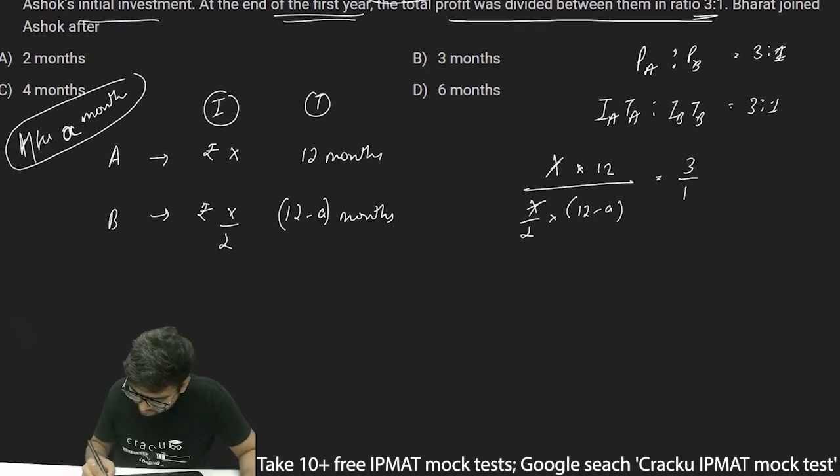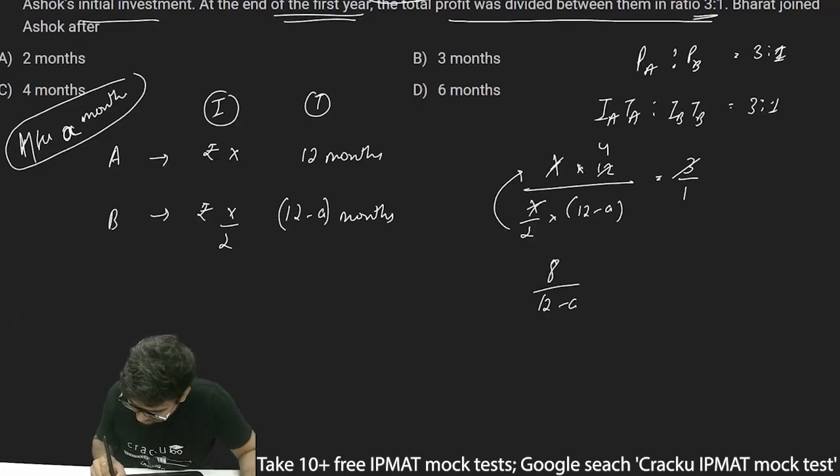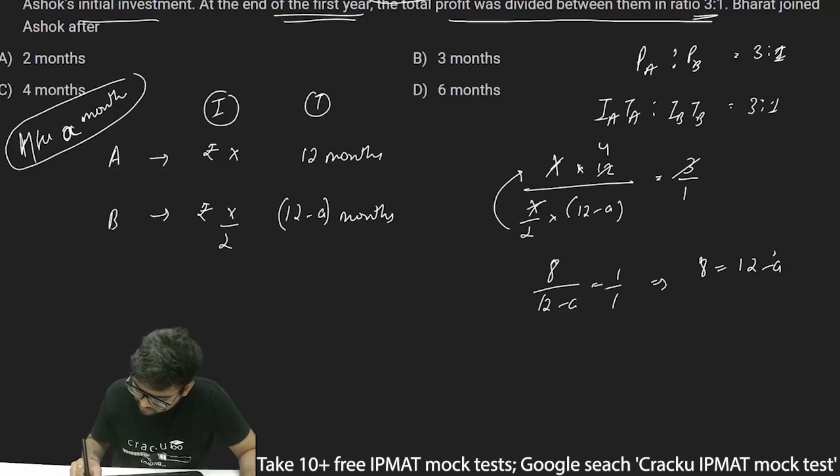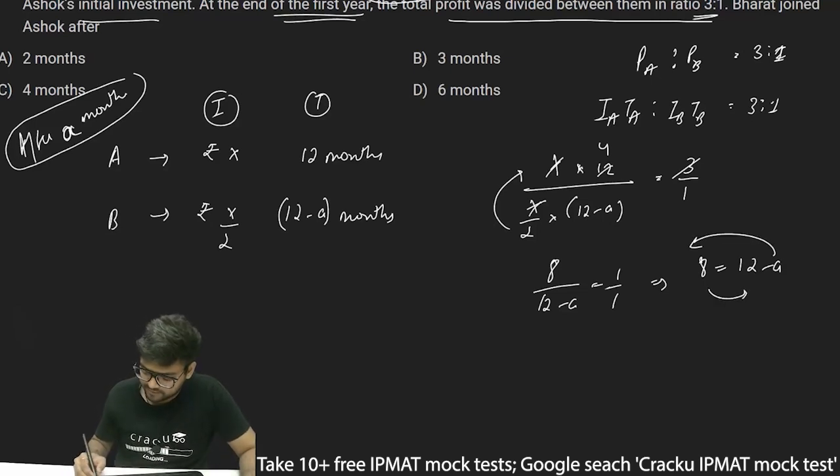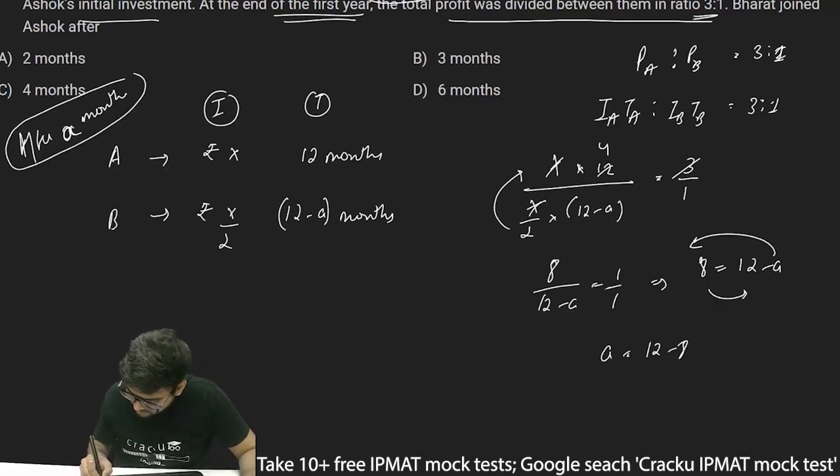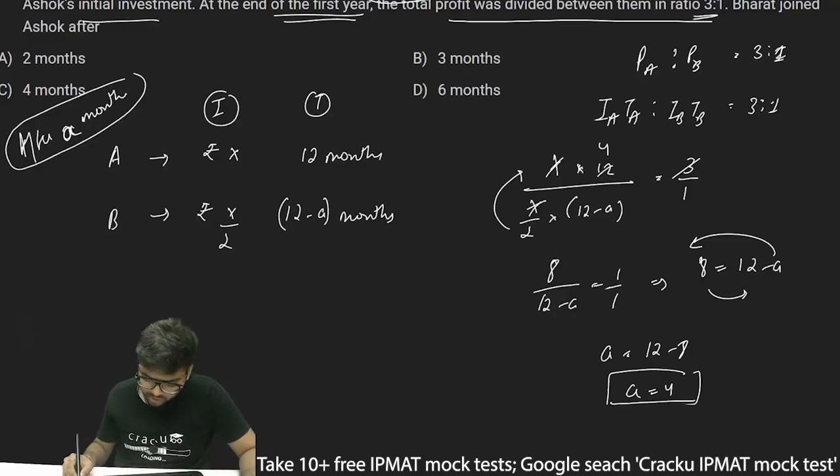The X and X get cancelled, and this 2 can go up, and 3 and 12 will also become 4. This will become 8 upon 12 minus A is equal to 1 is to 1. Or I can write A is equal to 12 minus A. I can take A to the right hand side and 8 to the left hand side. So A is equal to 12 minus 8, or A is equal to 4.